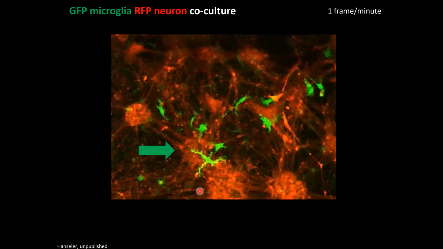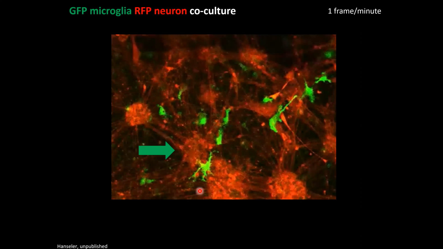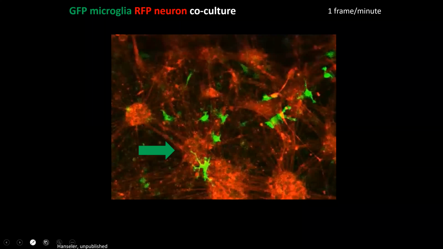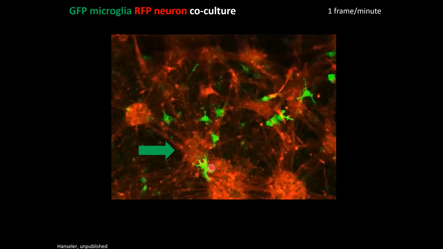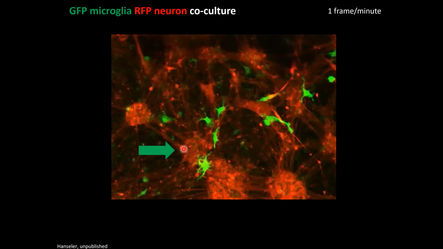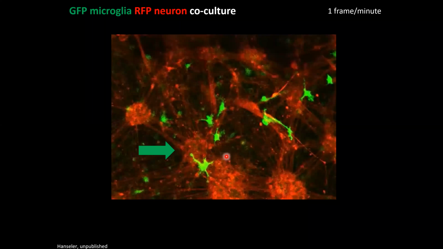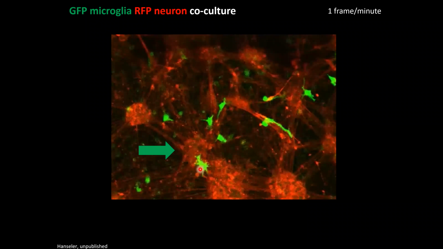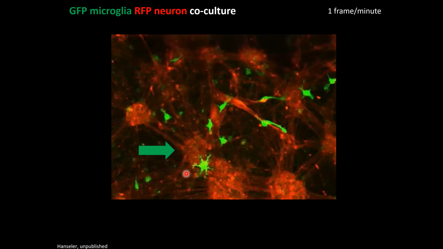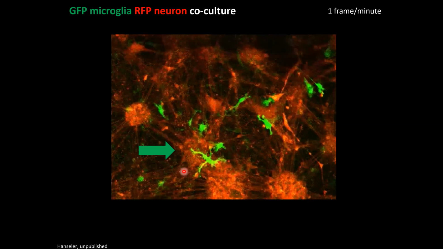We can also observe phagocytic events going on in these co-cultures. If you look at the green arrow, you'll see that this green microglia is really interested in this red cluster of neuronal cell bodies, and it keeps revisiting it, and after several visits to that region, it phagocytoses something. That is good evidence of phagocytosis in a dish, though it's very hard to quantify.